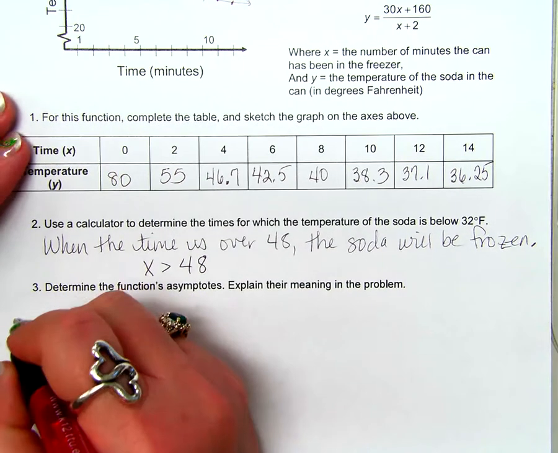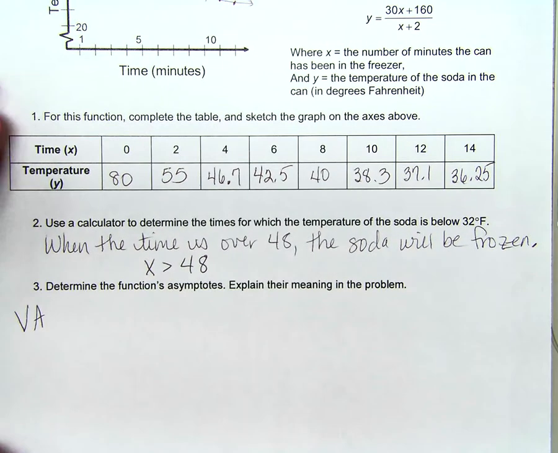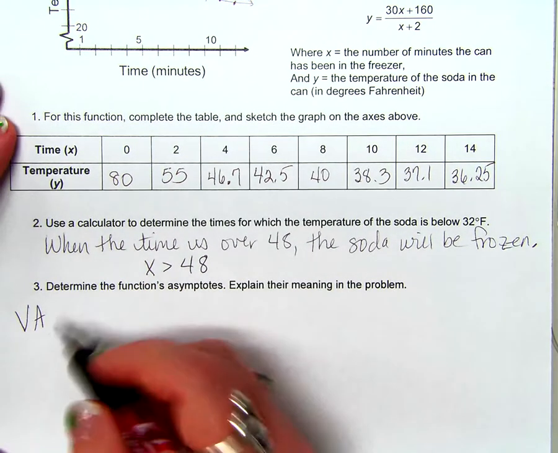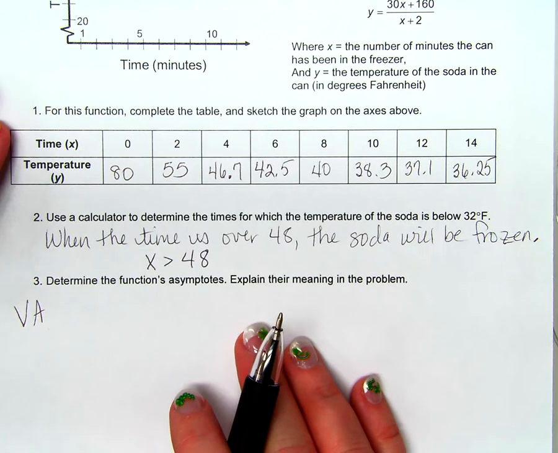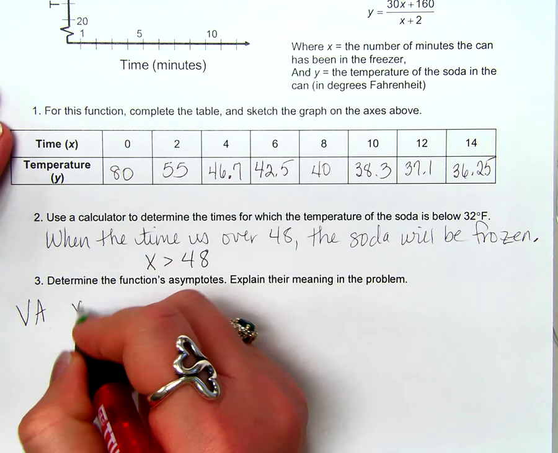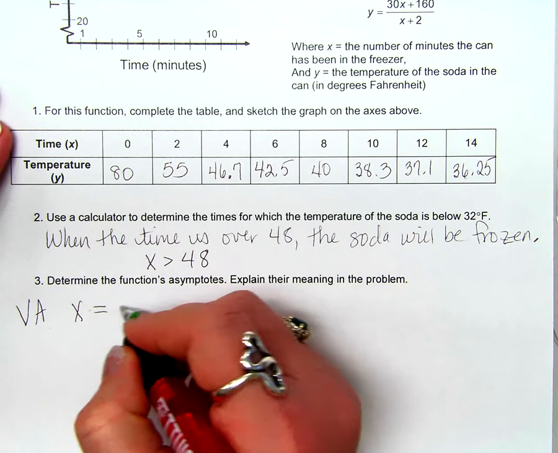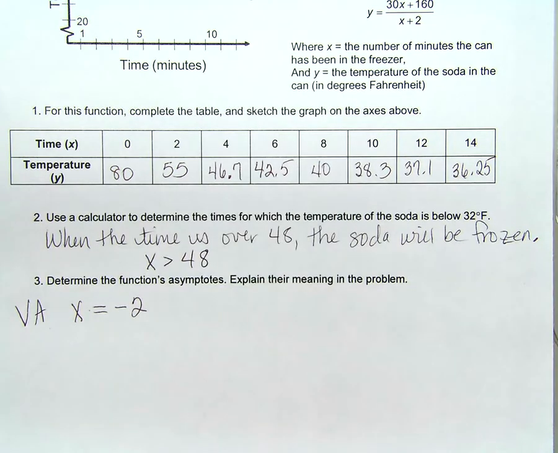X equals... So you're finding vertical first, is that what you did? And to find the vertical asymptotes, you set the denominator equal to 0, so x plus 2 equals 0, so x equals negative 2. I have a problem with that.